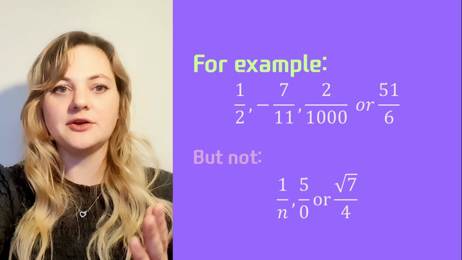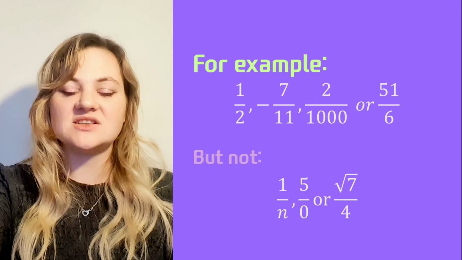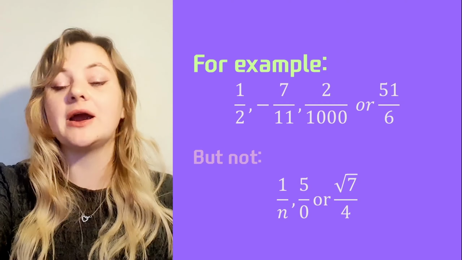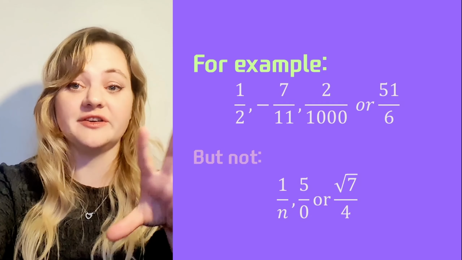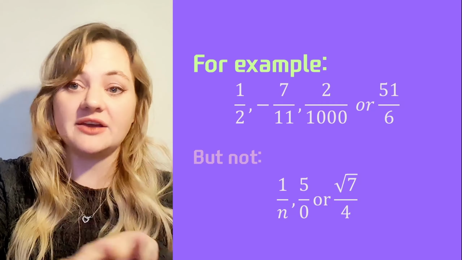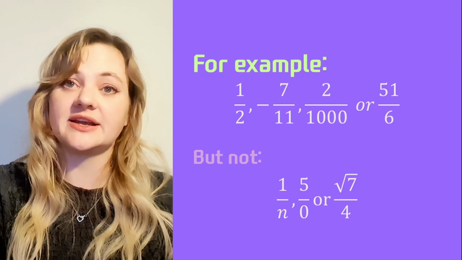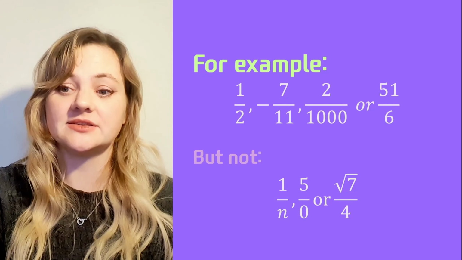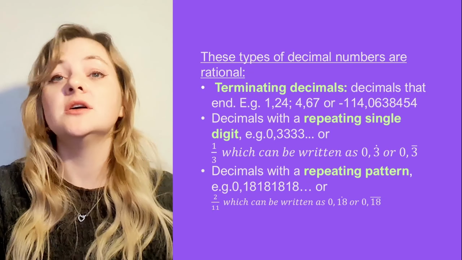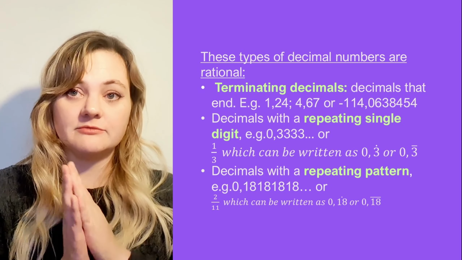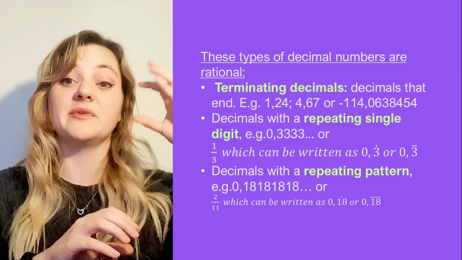And you also cannot have a square root of a prime number. A prime number can only be divided by itself and 1. And yeah, you cannot have a square root of that. That does not make it rational. That makes it irrational.